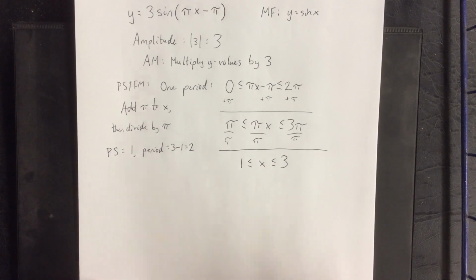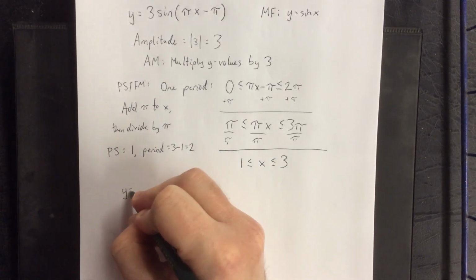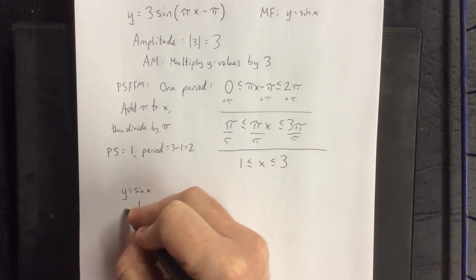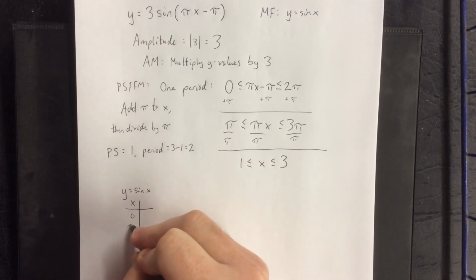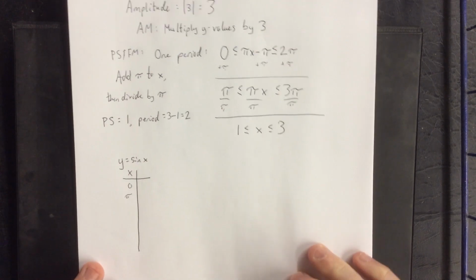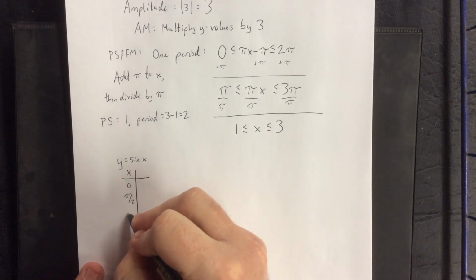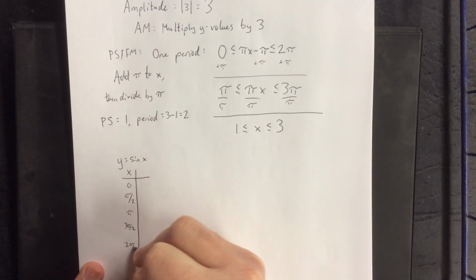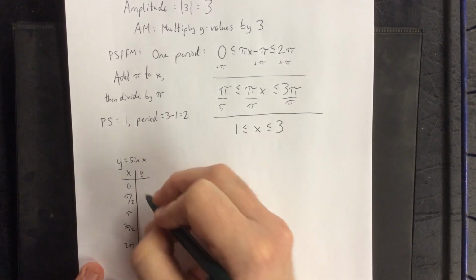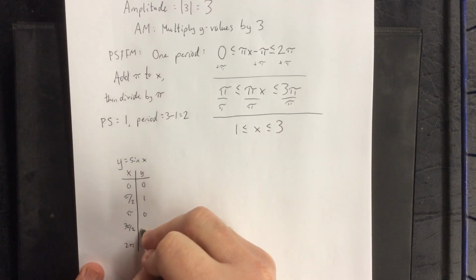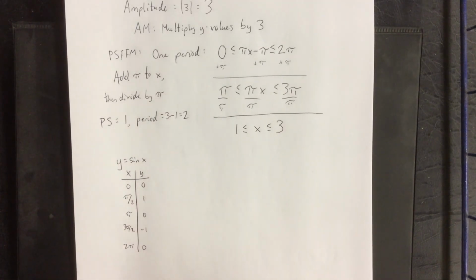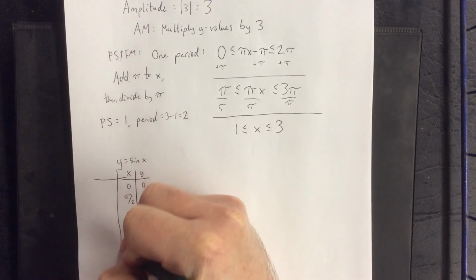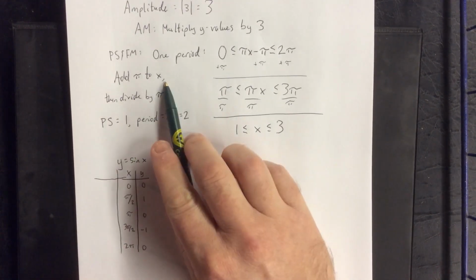So what I'm going to do is come down here, and we're going to start with y equals the sine of x. The corresponding values that we'll be using. We'll start with 0, pi over 2, pi, 3 pi over 2, and 2 pi. Corresponding values for the sine function will be 0, 1, 0, negative 1, and 0. There are a total of 2 horizontal transformations to do. First one is to add pi.